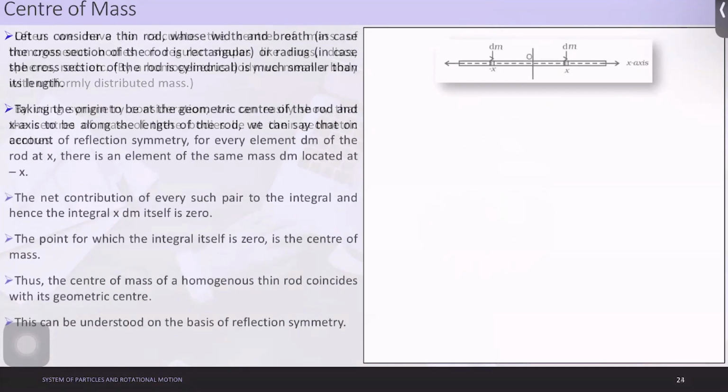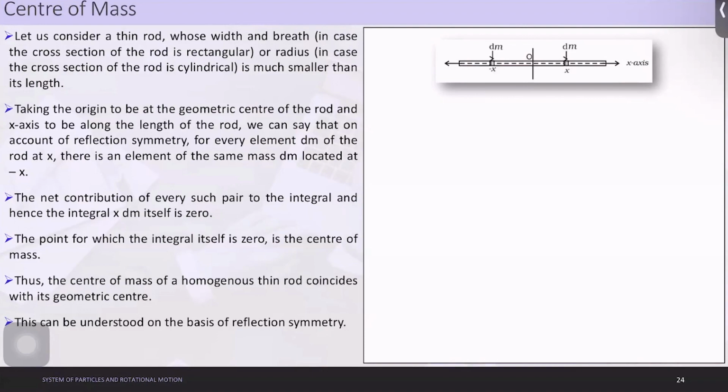Okay. So that being said, just a simple explanation which we have just involved here. Let us consider a thin rod whose width and breadth, if the cross section is rectangular, or if it is a cylinder, whose radius, is much smaller than its length. Now let us take the origin to be at the geometric center of the rod. Let us take this to be the origin O, and the x-axis to be along the length of the rod.